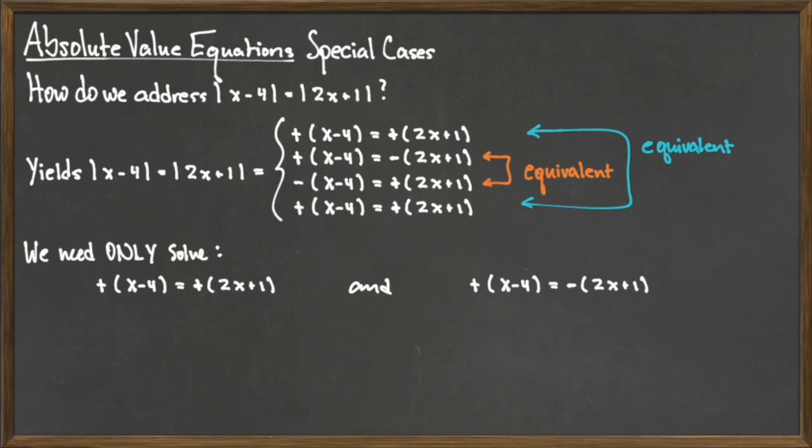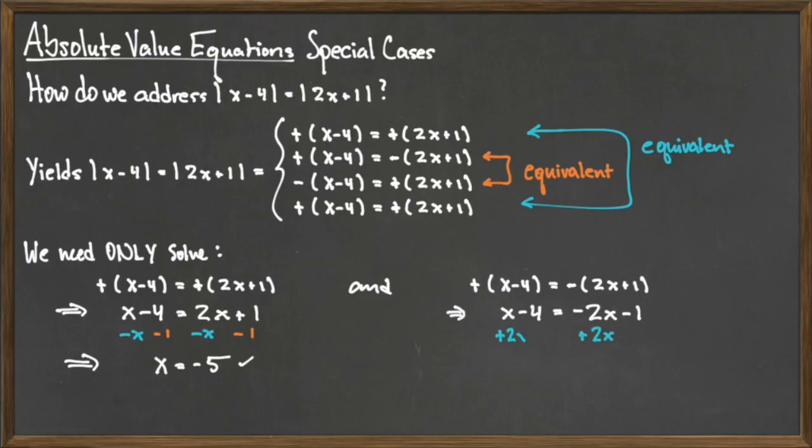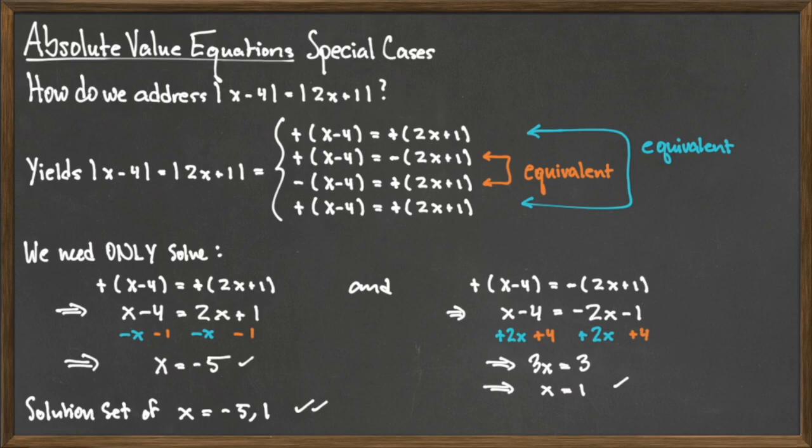On the left, we'll end up with x minus 4 equals 2x plus 1, which we can solve and get an answer of x equals -5. And on the right, we'll end up with x minus 4 equals -2x minus 1 when that negative is distributed. Now just applying some techniques for linear equations, we can get two solutions of x equals -5 and x equals 1.